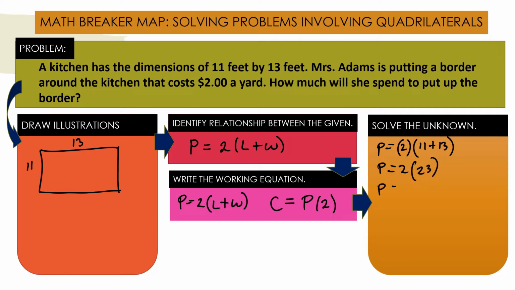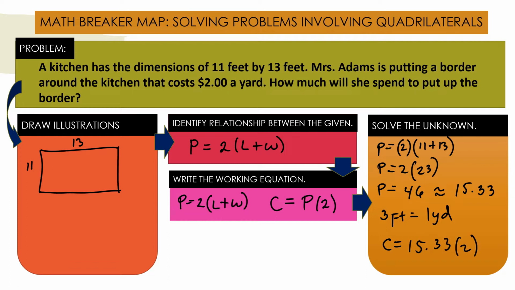And P is equal to 46. Since it is in feet, we need to divide the given perimeter by 3 because 3 feet is equal to 1 yard. Therefore, we need to convert it and divide 46 by 3. So, 46 divided by 3 is equal to 15.33.